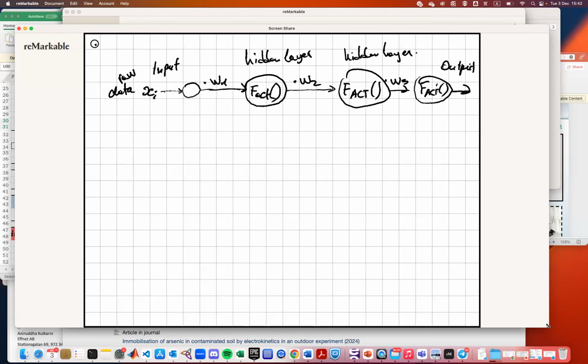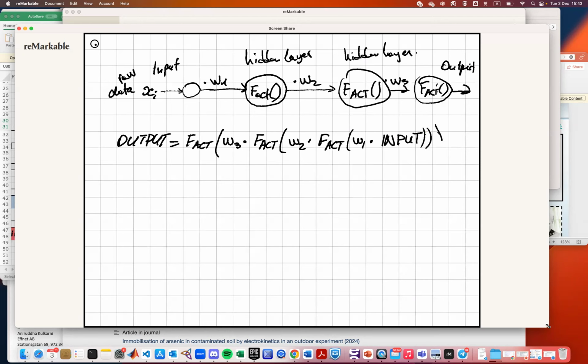So here we can write it like this. Our output is actually f act of W3 multiplied by f act of W2 multiplied by f act of W1 multiplied by our input. So this is what we have essentially.